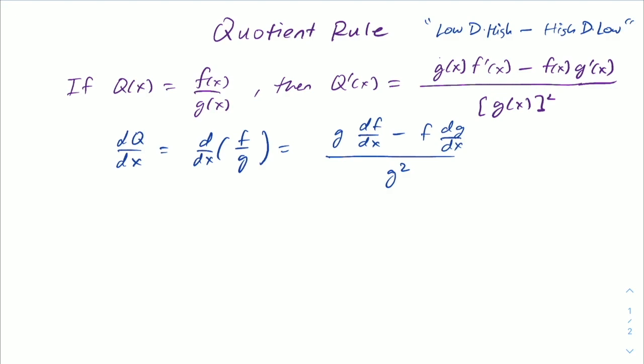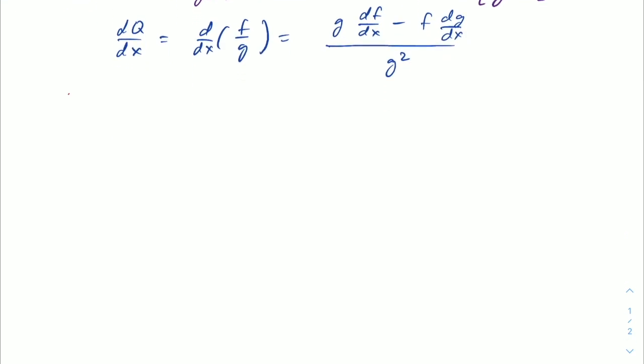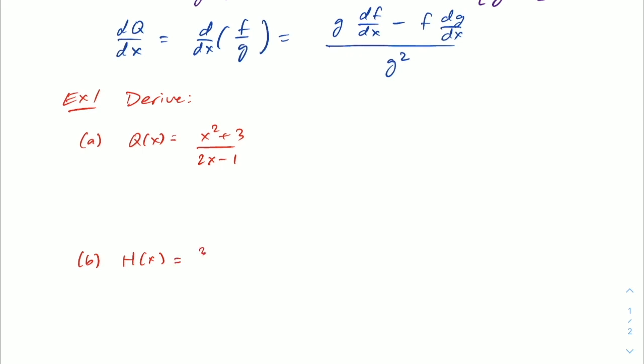Okay, so let's do a couple examples involving the quotient rule. Our first example, we're going to look at two functions, and we're going to derive both these functions. So the first function is x squared plus 3 over 2x minus 1, and the second function, which we'll call h of x, is the cubed root of x plus 1 all over x minus 1.